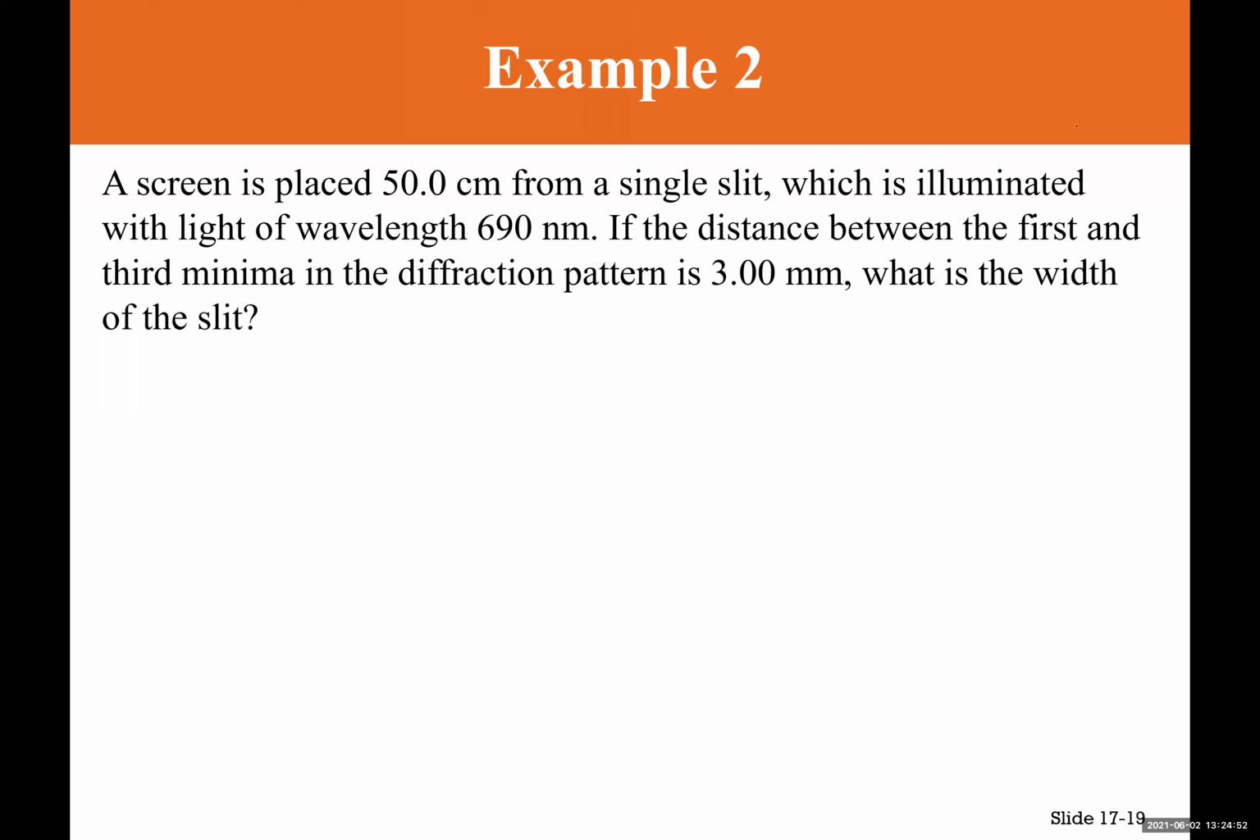Right, here's another example. A screen is placed 50 centimeters from a single slit, which is illuminated with light of wavelength 690 nanometers. If the distance between the first and third minima in the diffraction pattern is 3 millimeters, what is the width of the slit? All right, so in this case, the screen is placed 50 centimeters away, so that's our L. Let's write it as 0.5 meters. The light has a wavelength of 690 nanometers, 690 times 10 to the negative 9 meters. And the distance between the first and the third minima in the diffraction pattern is 3 millimeters, so we're basically given delta y between those two. The units are in millimeters, so that's the vertical distance.